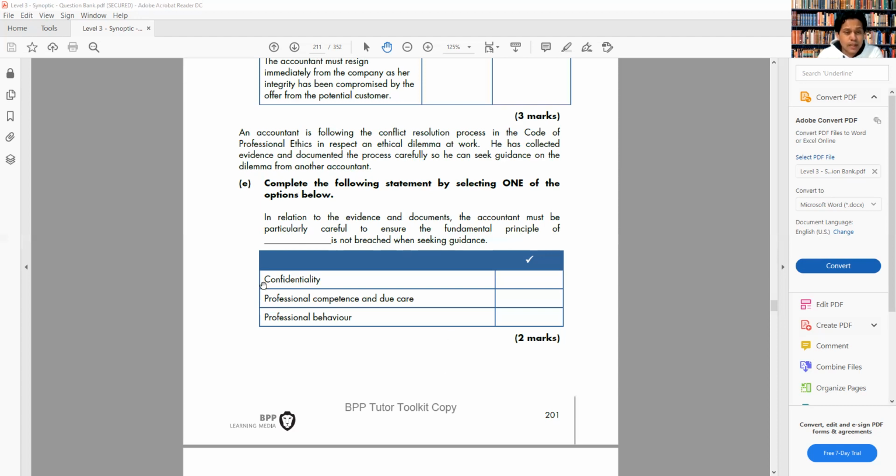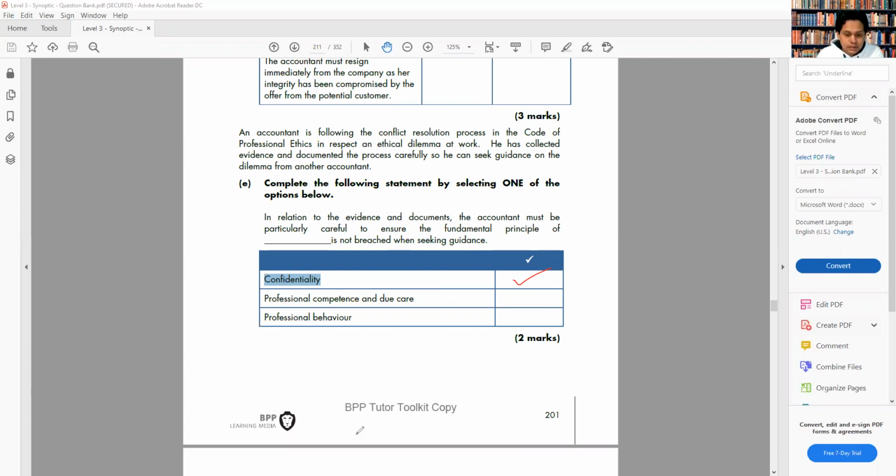So remember, when we look for evidence from the client or from anyone, we have to make sure we are not breaching confidentiality, because when you handle documents, sometimes you have to take the documents to our office for the work. So confidentiality we have to maintain. For any reason we cannot compromise confidentiality. So if we handle confidential documents of a client and seek evidence, make sure we handle it with confidentiality.